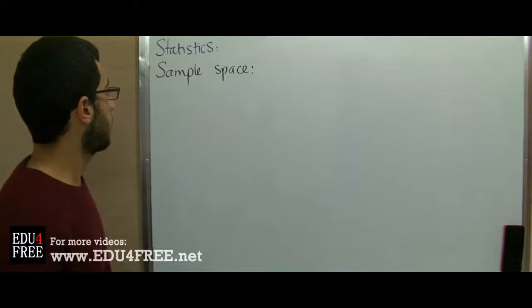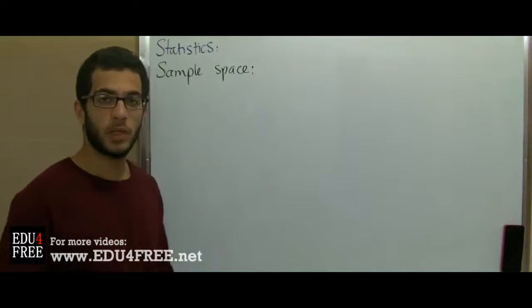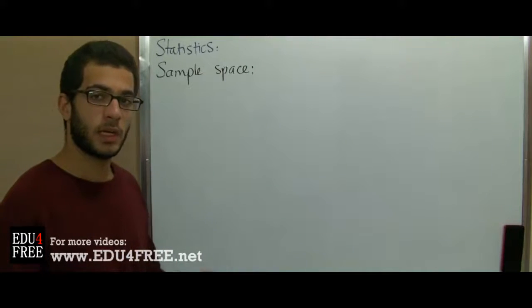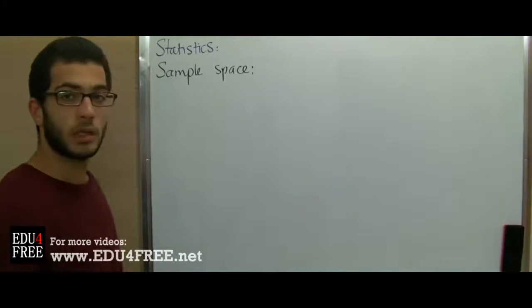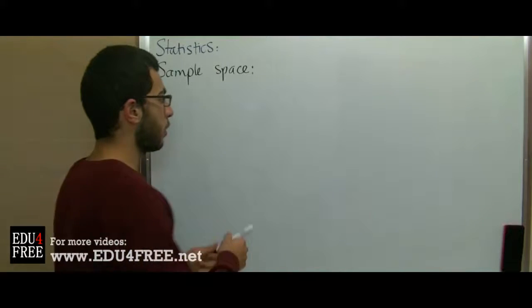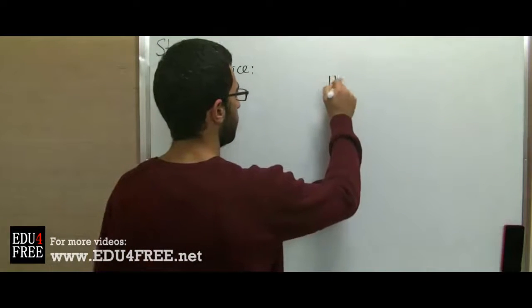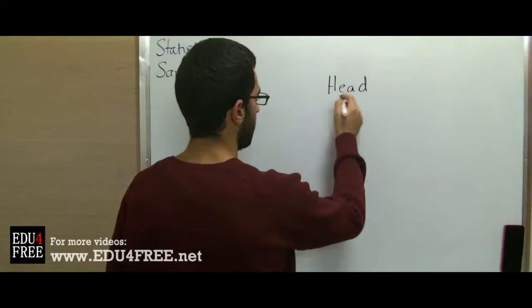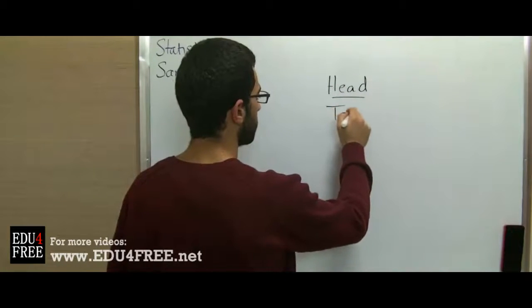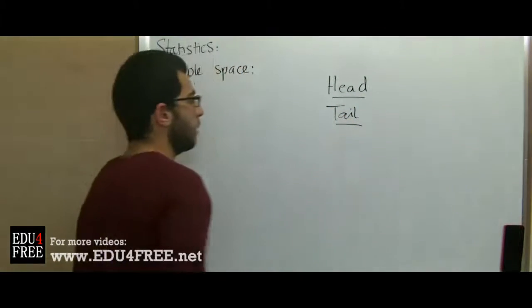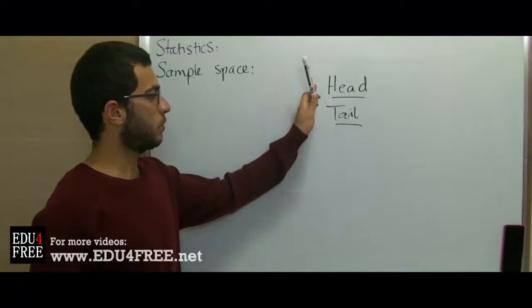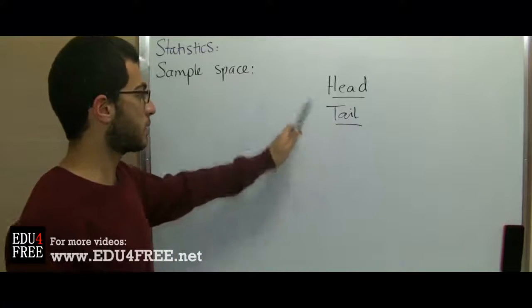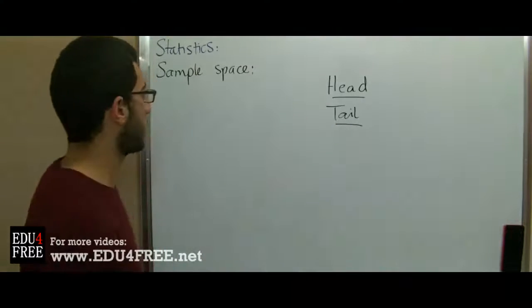Today we'll talk about the sample space. The last time we talked about the random experiment, and we knew that it's an experiment where we can expect all the possible outcomes, but we cannot predict which one is going to happen. Like tossing a coin. When you toss a coin, you expect that you may get a head or tail. But you can't say that it's going to be heads or it's going to be tails. Both of them are expected to occur.